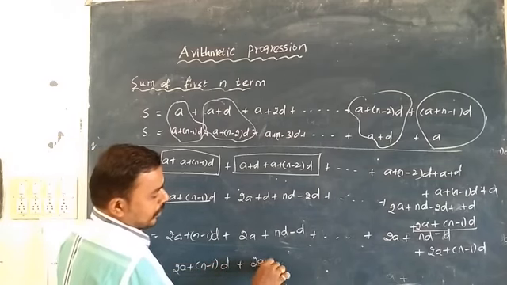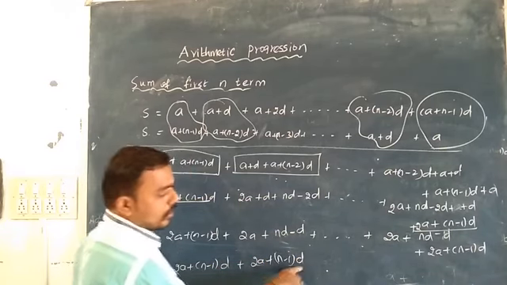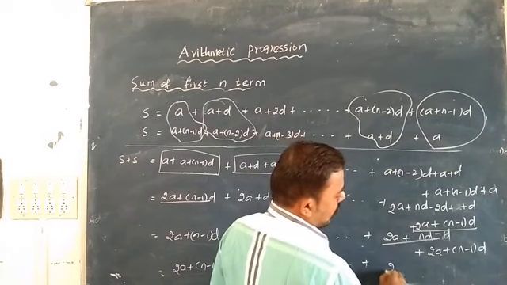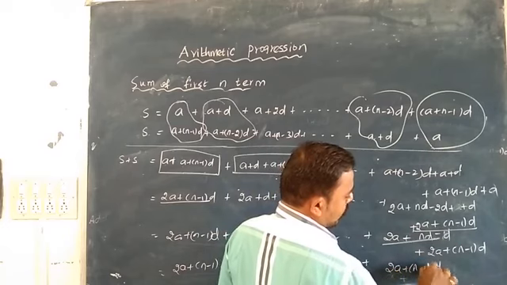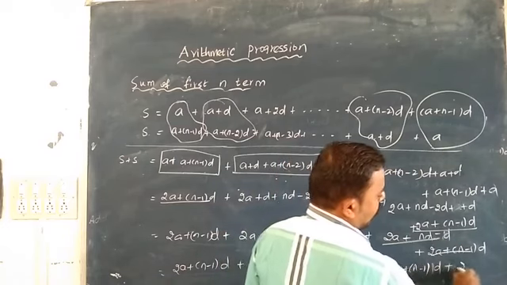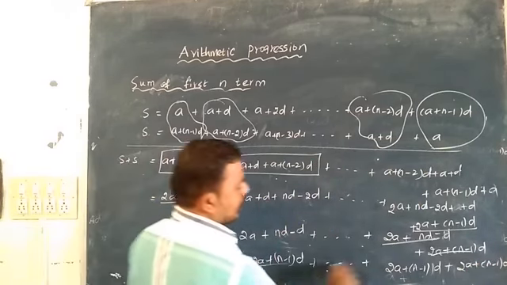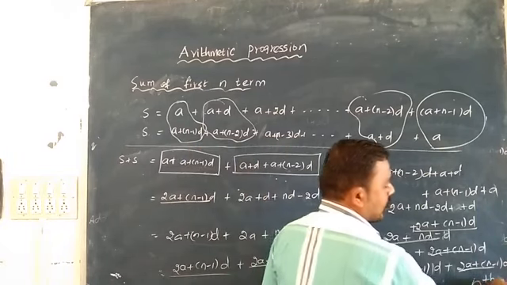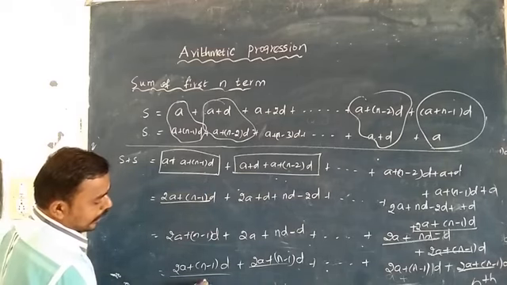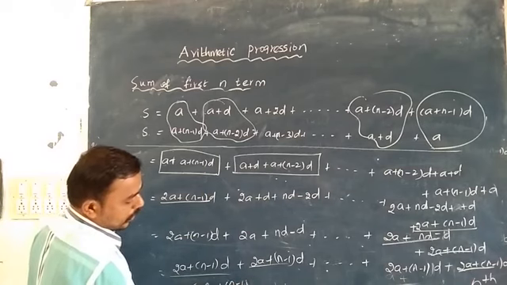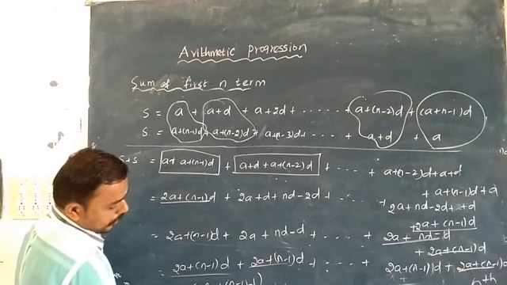Here 2a plus d is common, no. So (n minus 1) into d. D is common, plus up to, for this 2a plus d common. Here you have n minus 1, so minus 1. This is no problem, 2a plus (n minus 1) into d. Now first, second, third, fourth, fifth, up to n, so that is n times. So 2s is equal to n into (2a plus (n minus 1) into d). So therefore s is equal to n by 2 into (2a plus (n minus 1) into d).